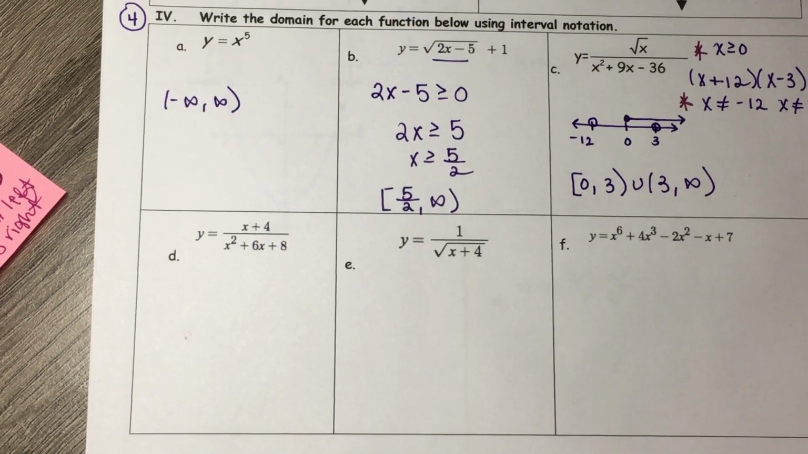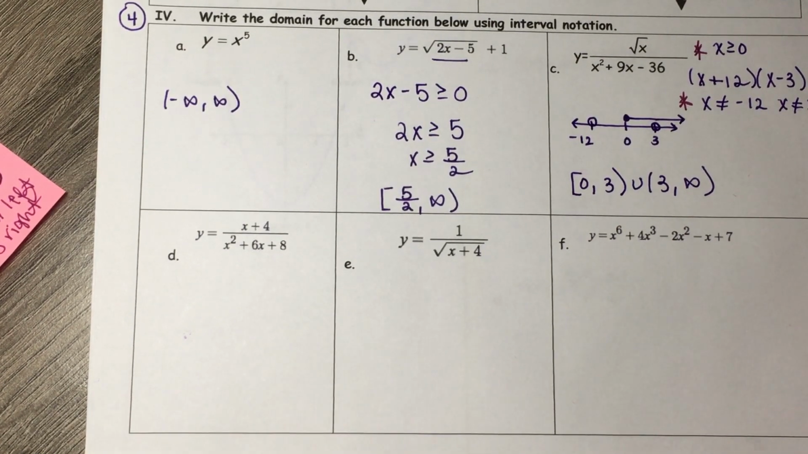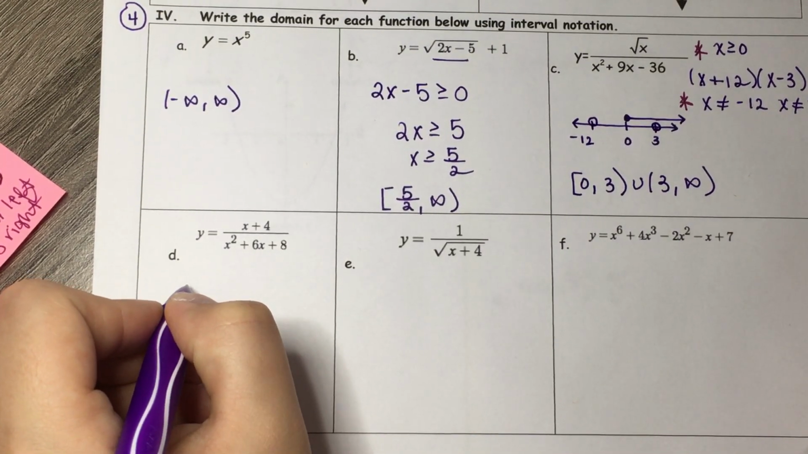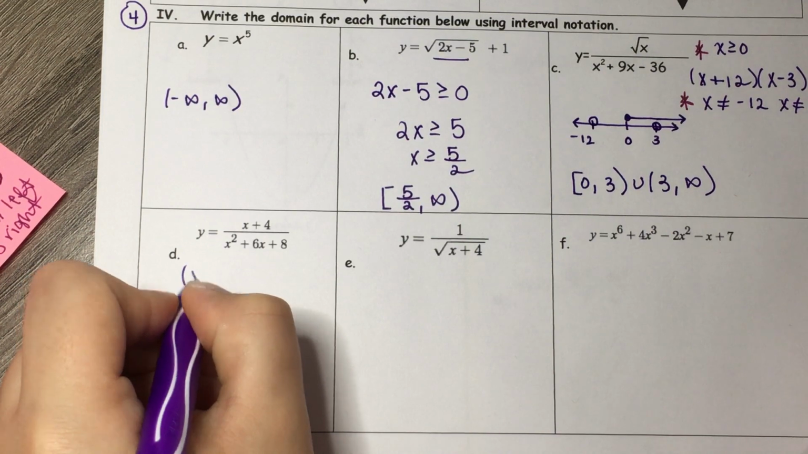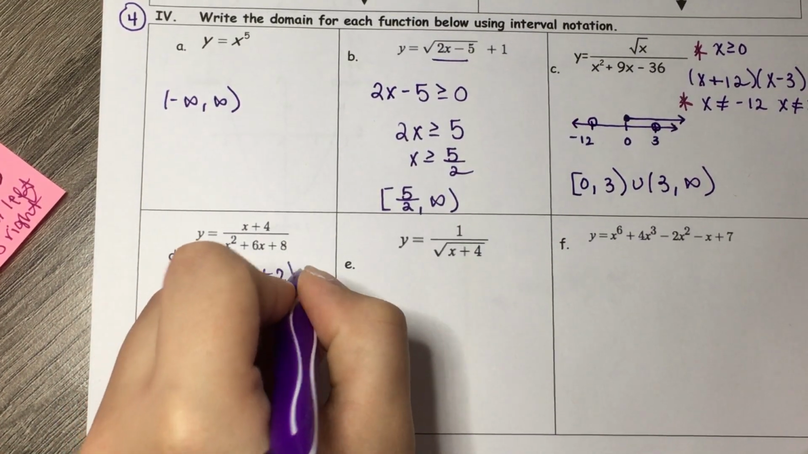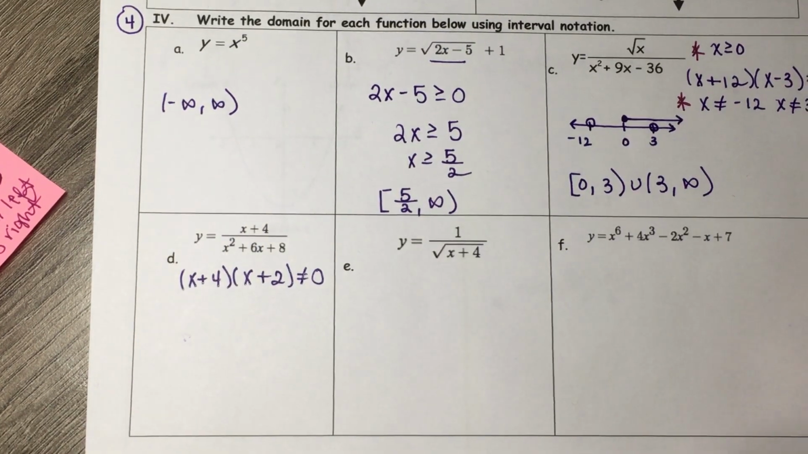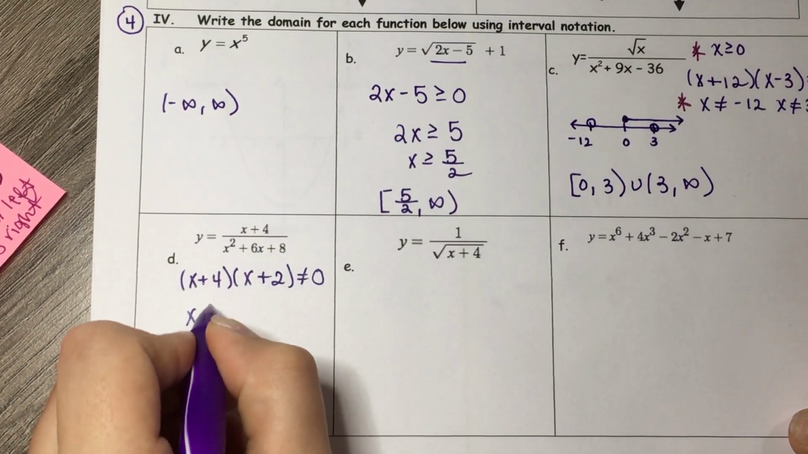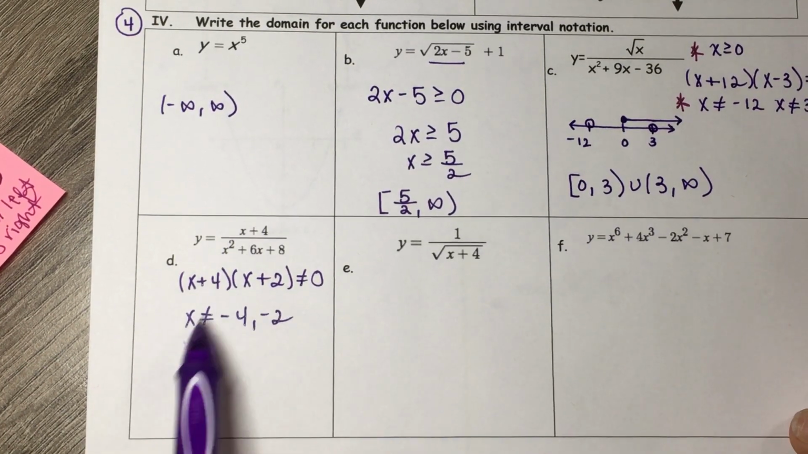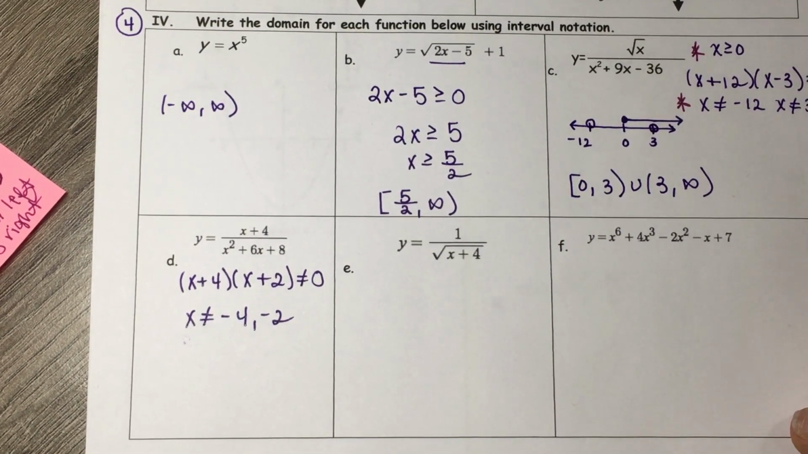All right, taking a look at letter D, no radical in the numerator. We're just focused on factoring that denominator there. And we're going to look for our two values that multiply to 8 and add to 6, and that's 4 and 2. And those values cannot be equal to 0, so we have x cannot be negative 4, and it cannot be negative 2.